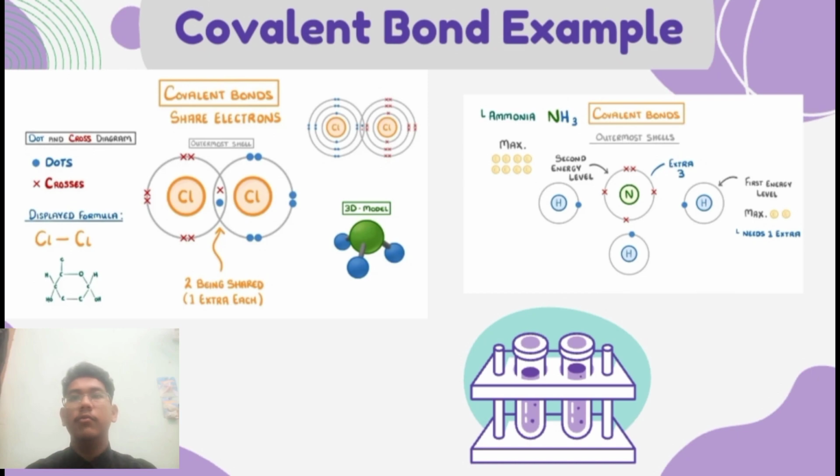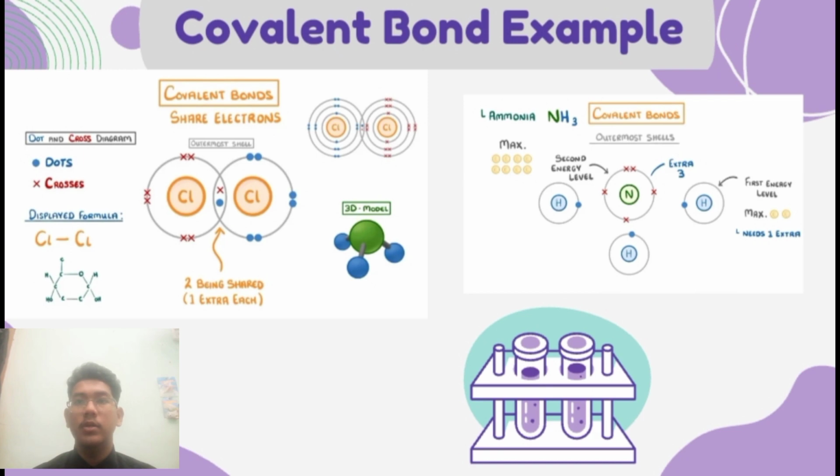Covalent bonds usually come from two non-metal elements, like two chlorine atoms. In this case, both of them need an extra electron to get a full outer shell, while they cannot give each other an electron. Instead, they need to share an electron. They each share one of their electrons, so together two are being shared and they each get one extra.